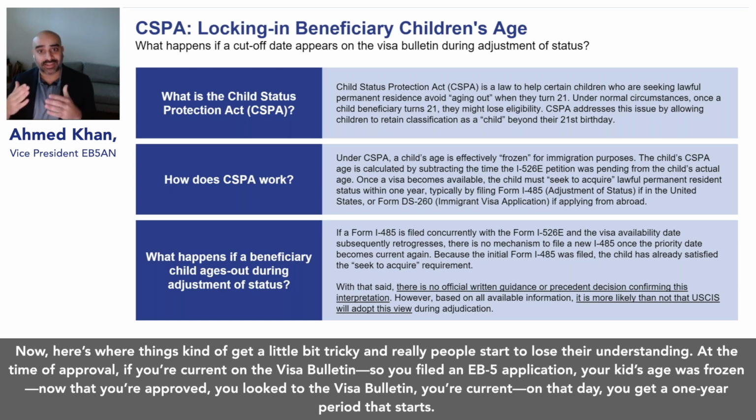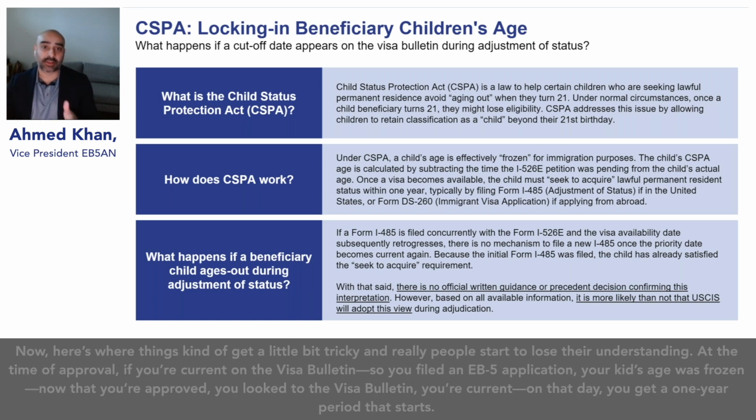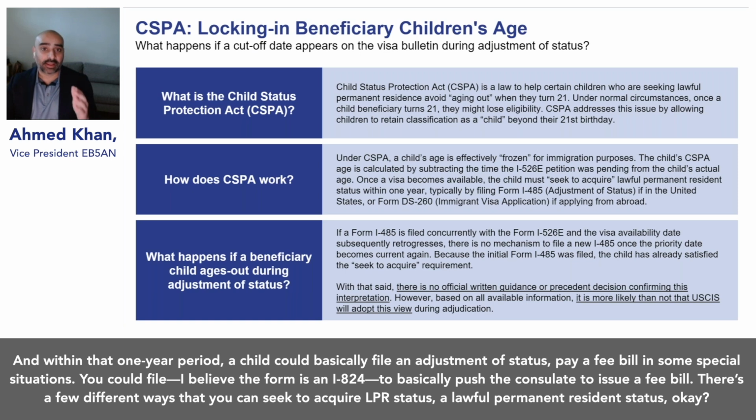Now, here's where things get a little bit tricky, and where people really start to lose their understanding. At the time of approval, if you're current on the visa bulletin, so you filed an EB-5 application, your kid's age was frozen, and now that you're approved, you look to the visa bulletin and you're current. On that day, a 1-year period starts, and within that period a child could file an adjustment of status, or pay a fee bill.